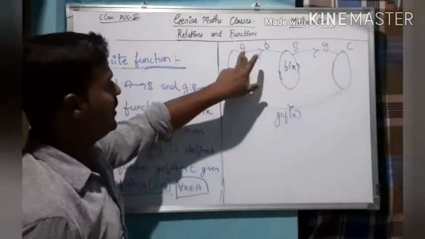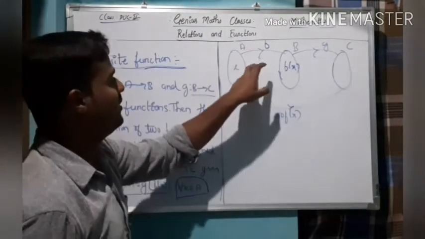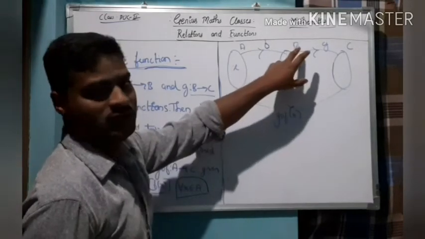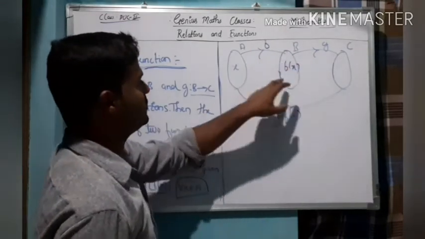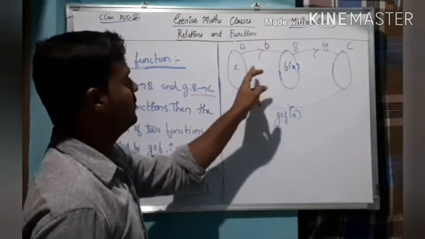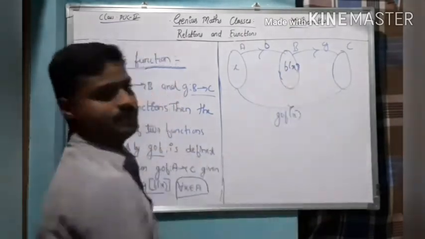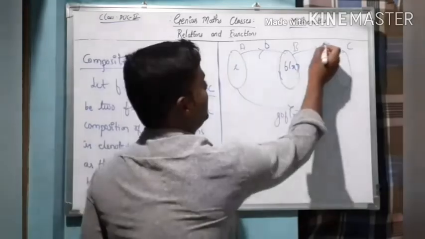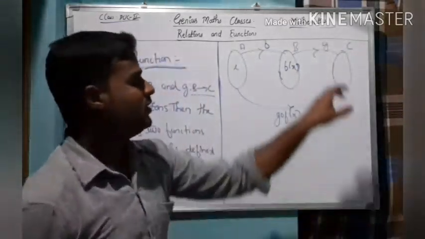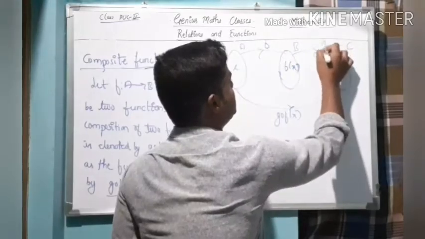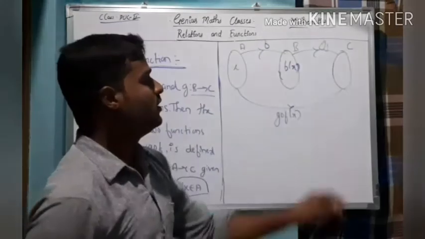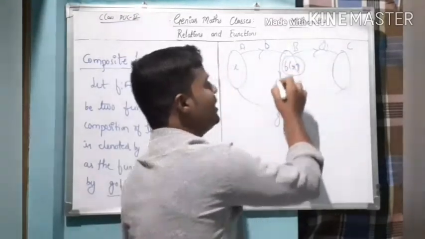Element x is an element of A. Okay, and we are defining f from A to B. The image of this function f for this x will be f of x. Okay, so now defining g from B to C. Now this f of x is an element in B.